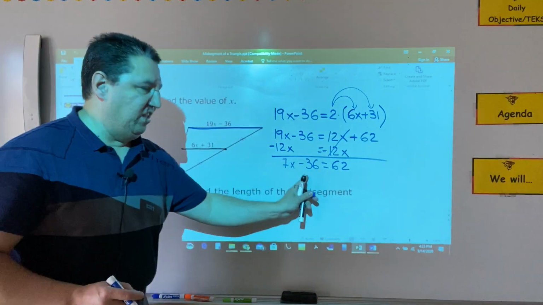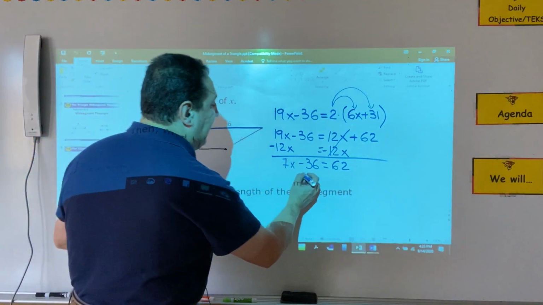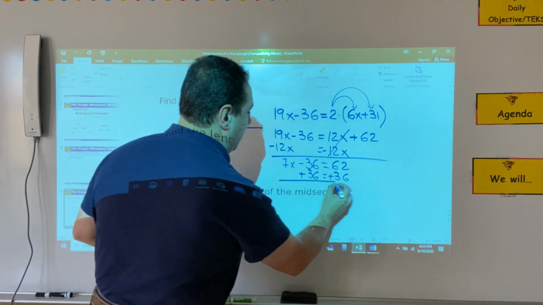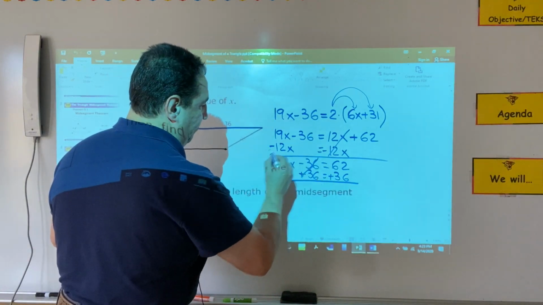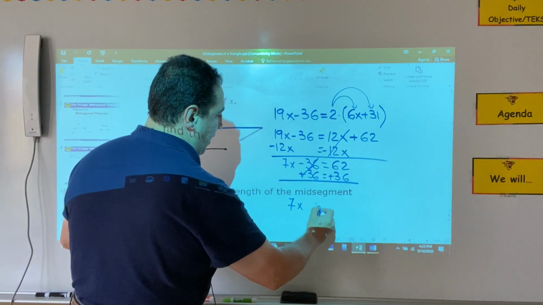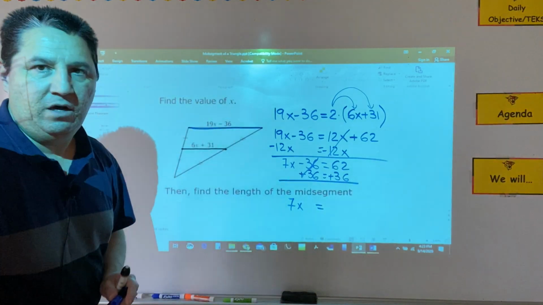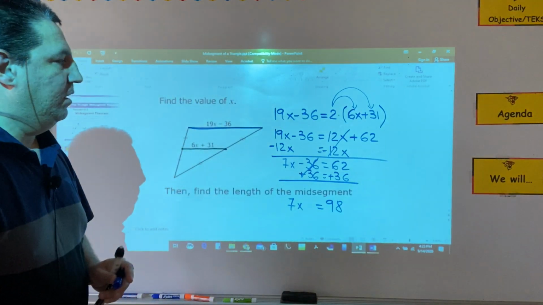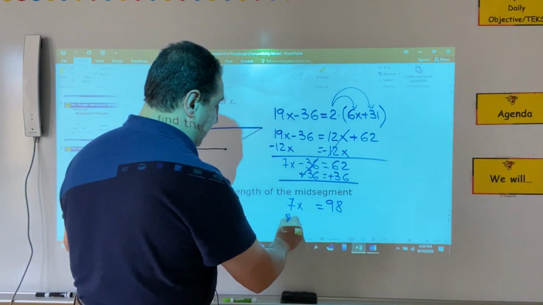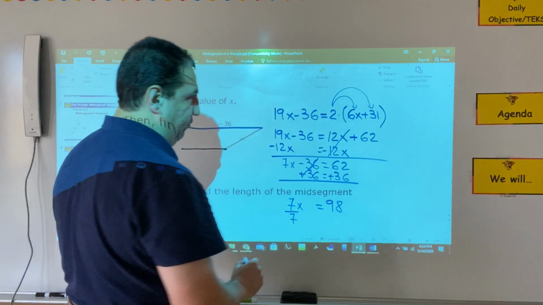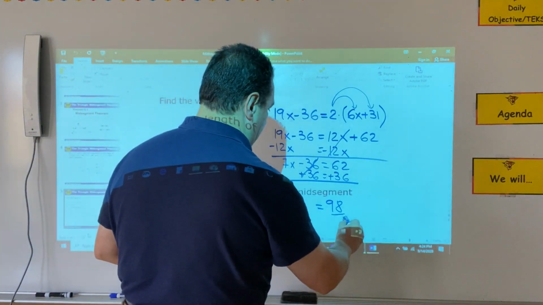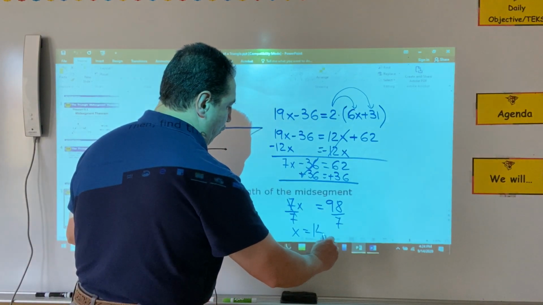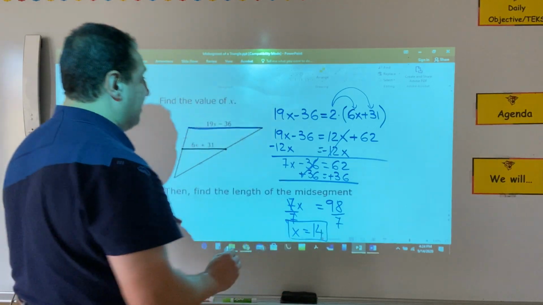Then we get rid of 36 by adding 36 on both sides. And we get 7x equals, we add them and we get 98. Then we divide by 7 because we have to get x alone. And we're going to get x equals 14. That's the value of x.